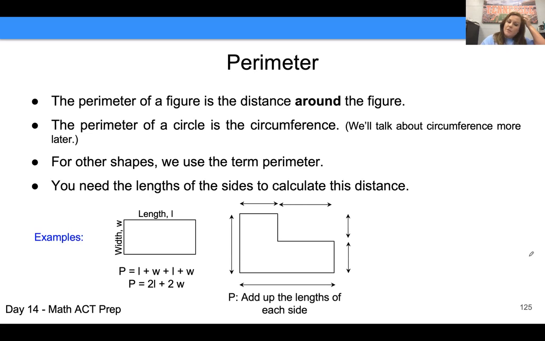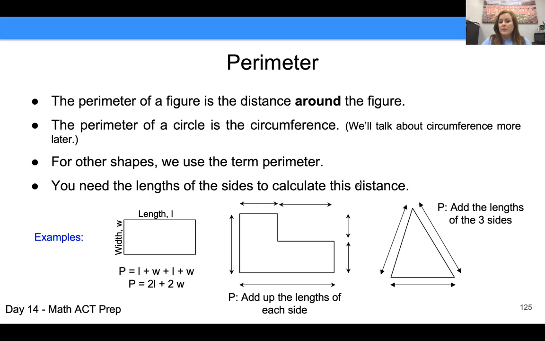So here we've got 2 different shapes. The first one is a rectangle. When we have certain polygons, we can have different formulas. We know that opposite sides of a rectangle are congruent, so we really only have to measure two sides, the length and the width. And we can double the length, double the width, and add them together. This irregular shape here, we need to add up all the sides. We really can't shortcut anything. We can't double the width plus double the length. We just have to add them all up. Triangle, same thing. We just need to add up all the sides.